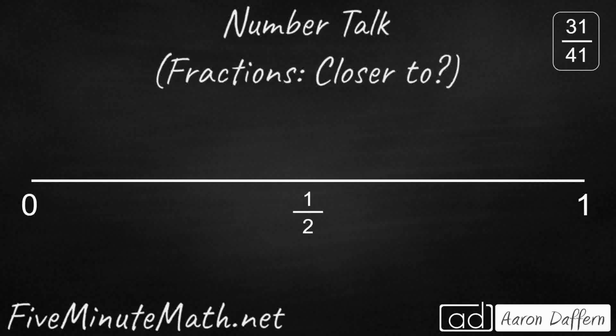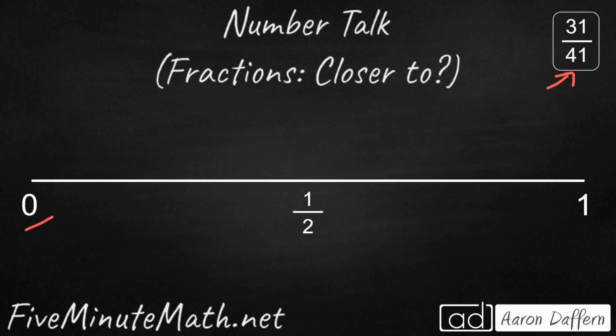For today's number talk, we are looking at the fraction 31 over 41, or 31/41, and we're trying to decide if that's closest to 0, 1/2, or 1. One way that we can think about this would be to look at that denominator, 41. How can we use that on this number line here and compare and order that fraction? Well, it's going to be easiest if everything has the same denominator, because then we could just compare numerators.